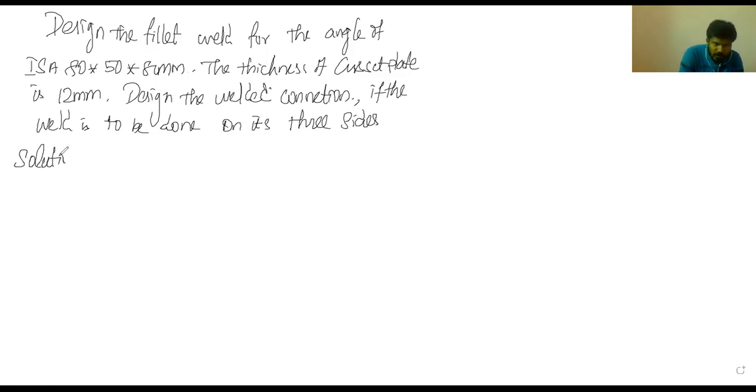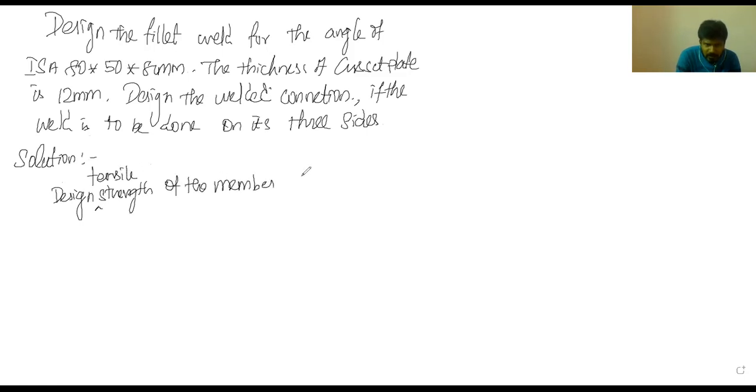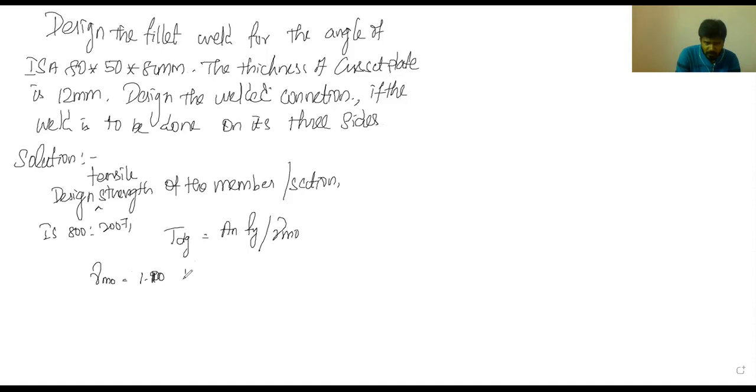So, solution. First of all, as we already said, we have to calculate the design strength. Here there is no load, so first we calculate the design tensile strength of the member or section. From IS 800, the formula is Tdg equal to An into Fy by gamma m0, where the gamma m0 value is 1.10 from table 5 of IS 800 2007, and Fy value is 250 Newton per mm square.